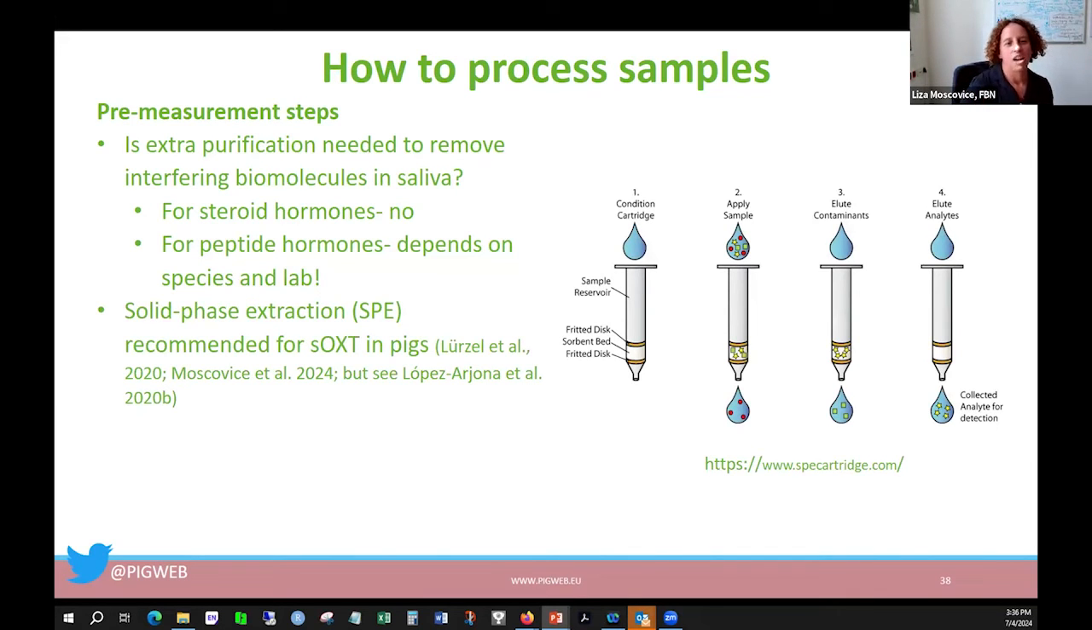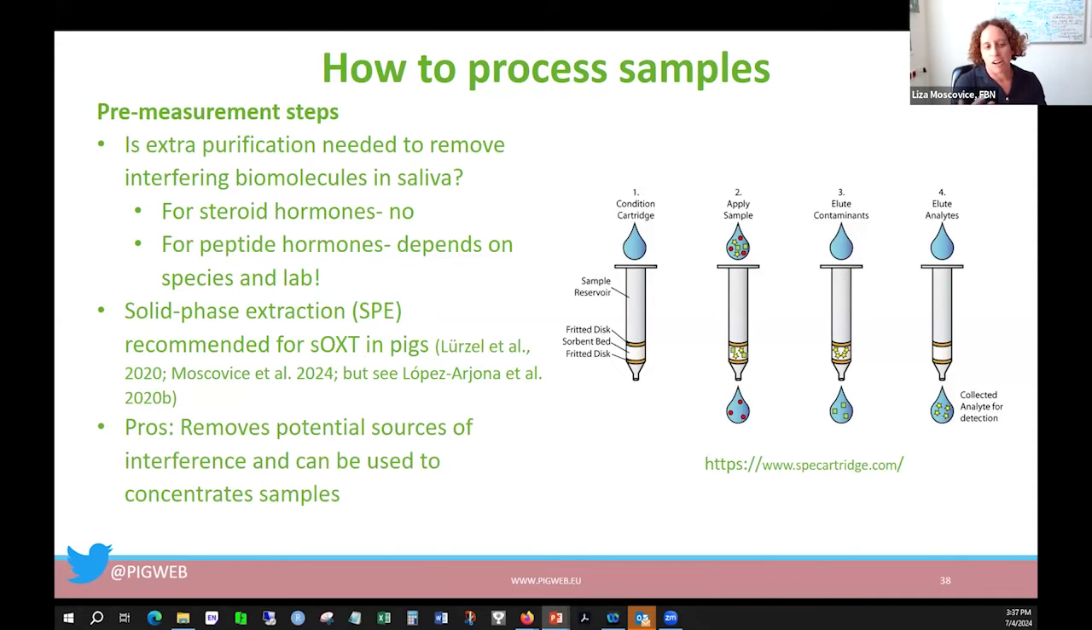A solid phase extraction, in brief, is basically you load your sample, the saliva, onto a column, and then you do a series of washes, often in a mildly acidic solution that's supposed to wash out the potential contaminants, other proteins and biomolecules, while maintaining your oxytocin in the cartridge itself. So the oxytocin is stuck there, it's not coming out. And then at the end you use a more acidic solution that elutes your analyte of interest, the oxytocin in this case.